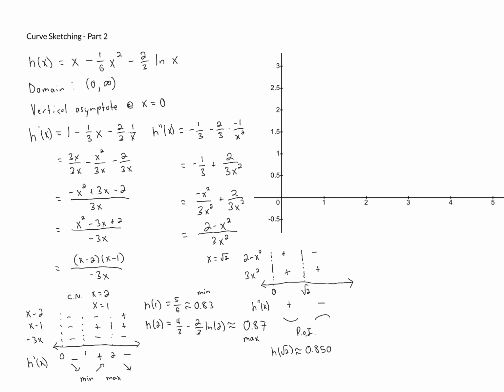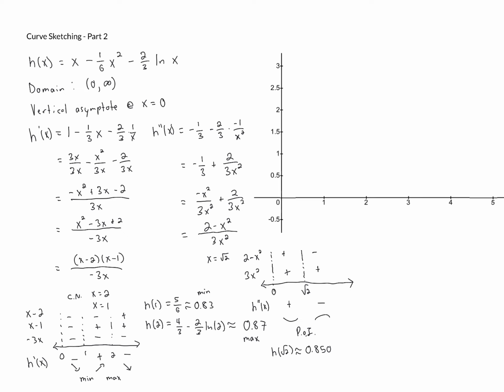Let's see, what do we have? We have our domain from 0 to infinity, so we're only looking at the right-hand side. We have a vertical asymptote at x equals 0. If it was a positive ln of x, we would know that the vertical asymptote would be going downward, but that term is negative, so we're actually going to be going up along the y-axis as we go towards it. I'm just thinking about how that's going to look.